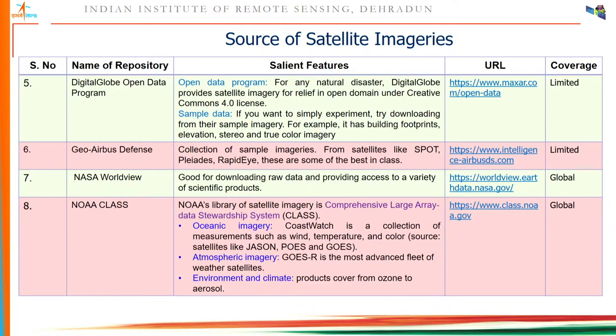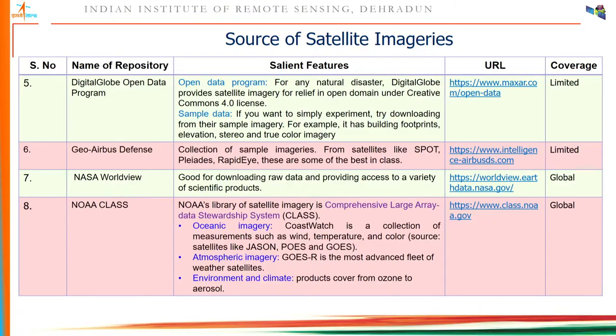Another website is GeoAirbus Defense. This is again a commercial company, but they also provide some sample data sets or some sample imageries from the satellites like Spot, Pleiades, Rapid Eye. These are some of the best in class, best quality spatial resolution data available here for the student community.